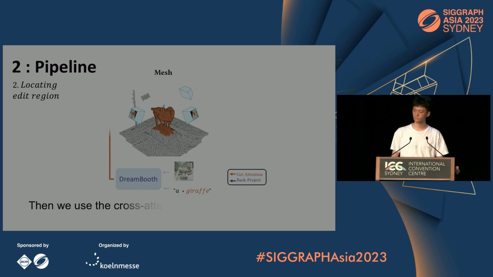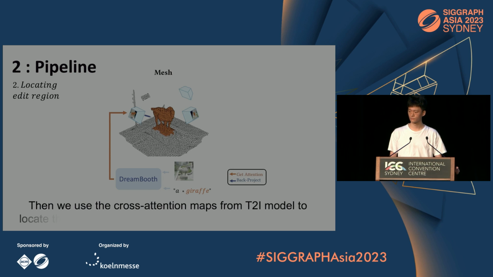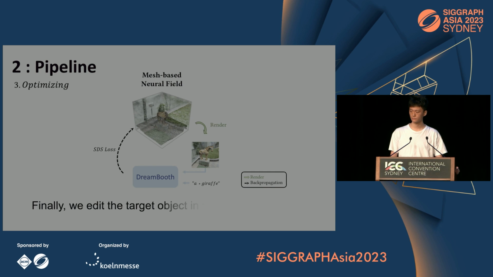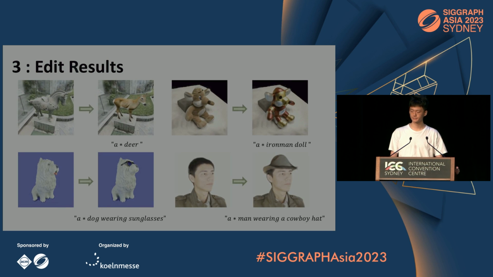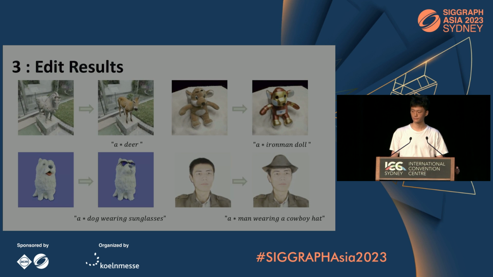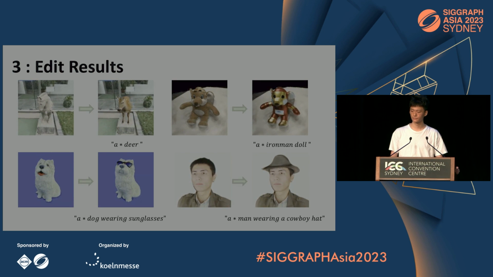Then we use the cross-attention maps from the T2I model to locate the editing area in the mesh according to the keyword. Finally, we edit the target object in the neural field under the control of text prompts through the T2I diffusion model. Experiments show that DreamEditor can perform accurate editing according to the text while ensuring consistency in irrelevant areas.